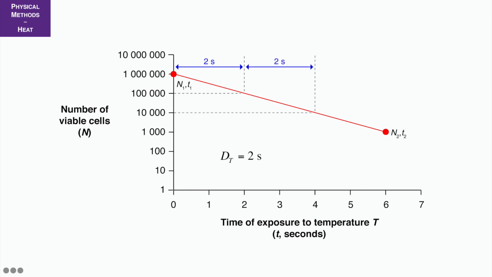Another 2 seconds of exposure corresponds to yet one more 10-fold reduction in the number of viable cells, this time from 100,000 to 10,000. Yet one more 2-second exposure corresponds to another 10-fold reduction in the number of viable cells from 10,000 to 1,000.